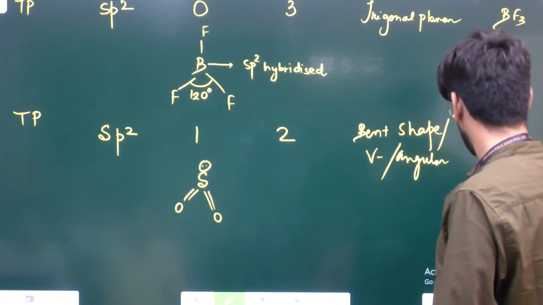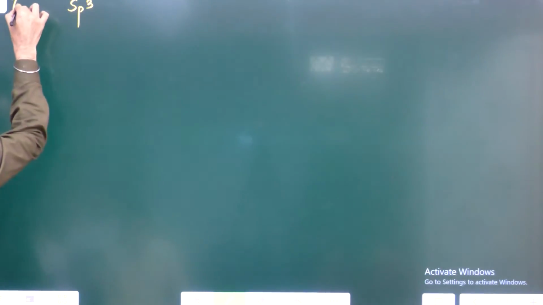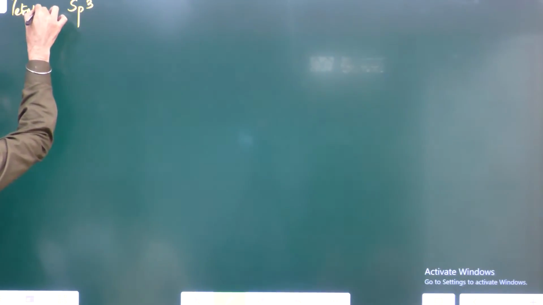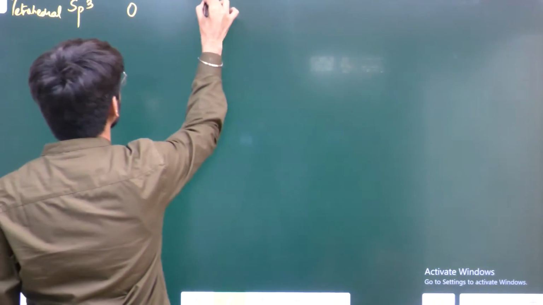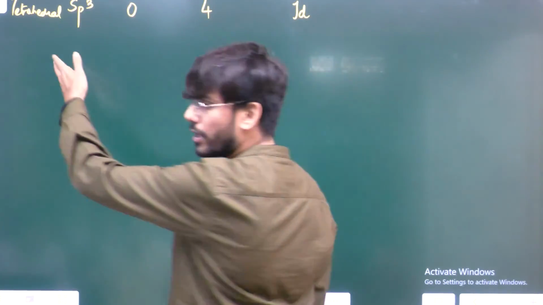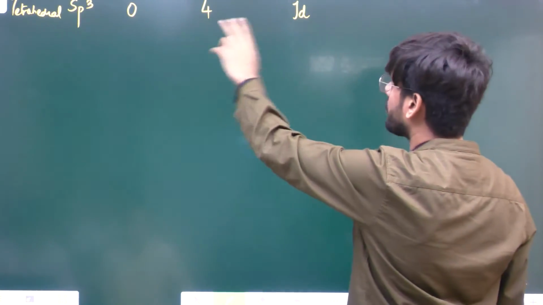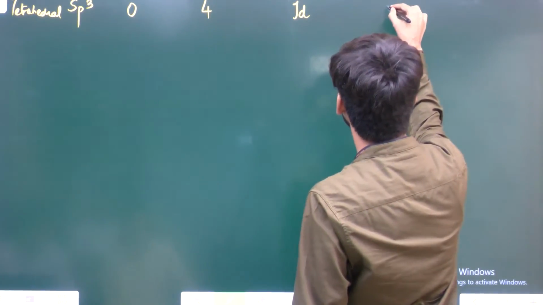Is it clear? Yes. Next, hybridization. I'm writing sp3. So the geometry is tetrahedral. 0 lone pair, 4 bond pair. Shape is again tetrahedral, because whatever the geometry is, that is the shape in the case of 0 lone pair. And example, CH4.